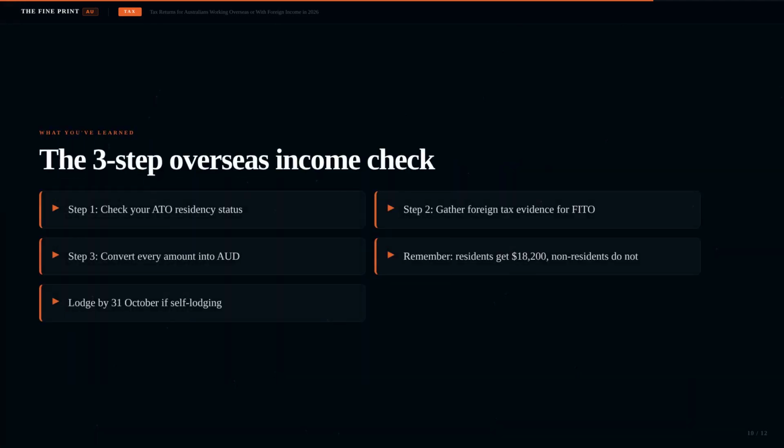Let us run through it fast. Step 1. Check your residency status against the ATO tests and write down the result. Step 2. Gather your foreign tax evidence so you can claim the foreign income tax offset. Step 3. Convert every foreign figure into Australian dollars and document your method. Remember, residents get the $18,200 threshold and non-residents do not. And if you self-lodge, your deadline is generally the 31st of October.